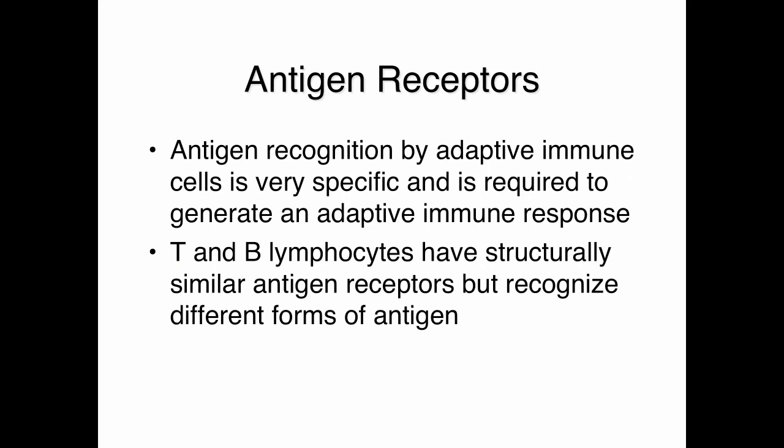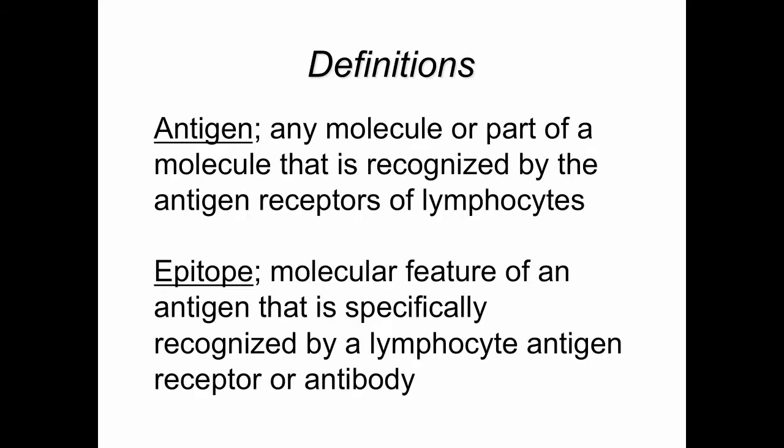So antigen receptors are key to the functioning of the adaptive immune system. They're very specific, and they're required to generate an adaptive immune response. As I mentioned earlier, T cells and B cells have structurally similar antigen receptors, but as you'll see in a few minutes, they recognize very different forms of antigen. And so just to define what we're talking about here when we're referring to antigen, it's really a circular definition. Antigen is any molecule or part of a molecule that's recognized by the antigen receptors of lymphocytes. And an epitope is the piece of the antigen or the molecular feature of an antigen that's specifically recognized by a lymphocyte antigen receptor or antibody.